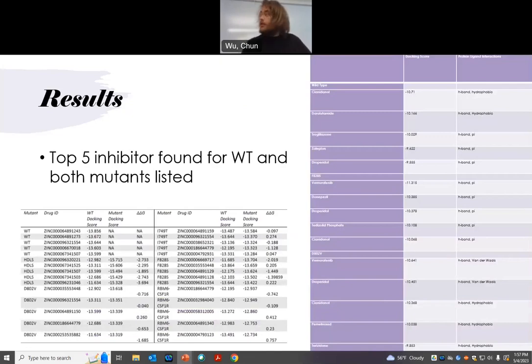These were the ones I found on this side. These were the top 5 from my database. These were the ones from the cheminformatics student. They did the ZINC database.